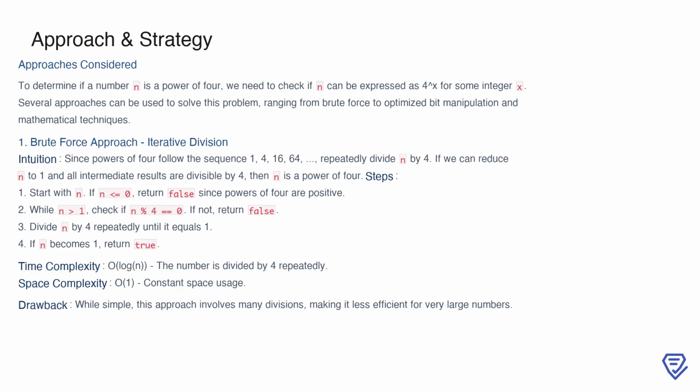While this method is simple, it involves multiple division operations, which makes it less efficient when dealing with very large numbers. The time complexity here is logarithmic, as the number of divisions depends on the size of the input, but the space complexity remains constant since no additional memory is used.